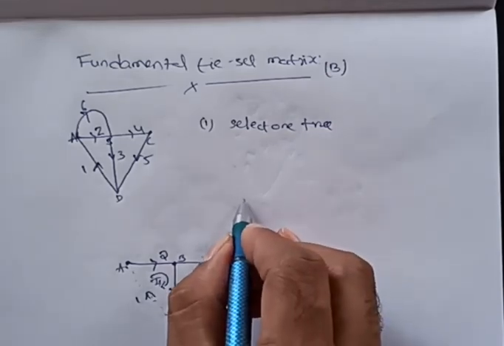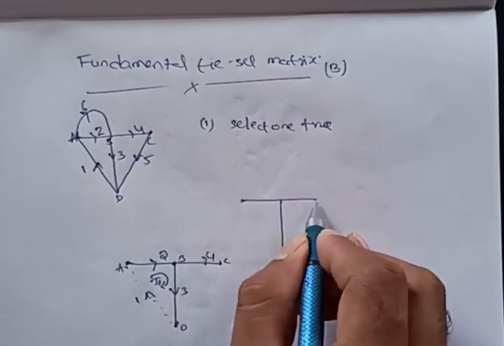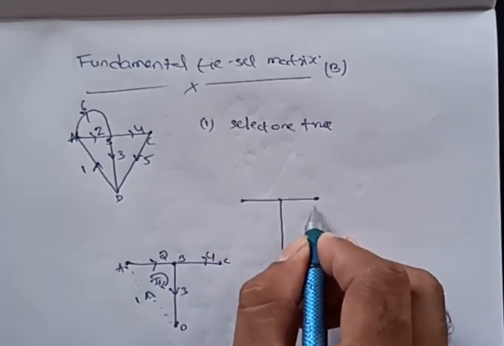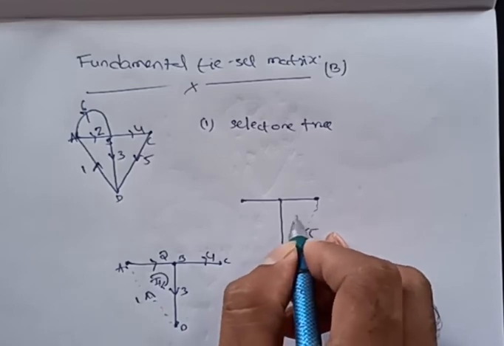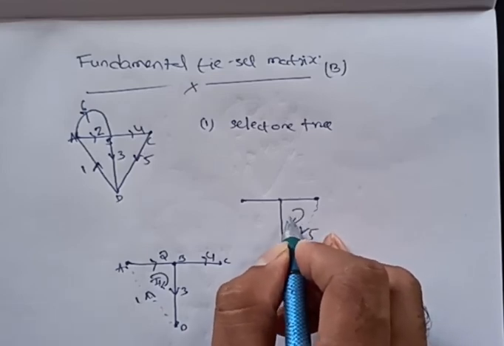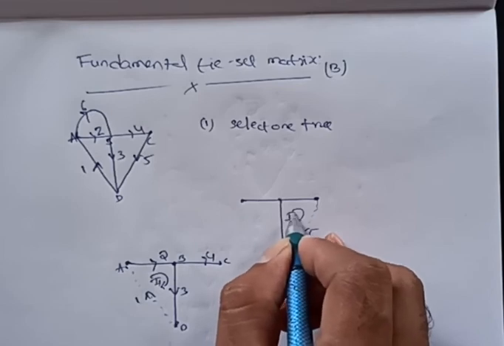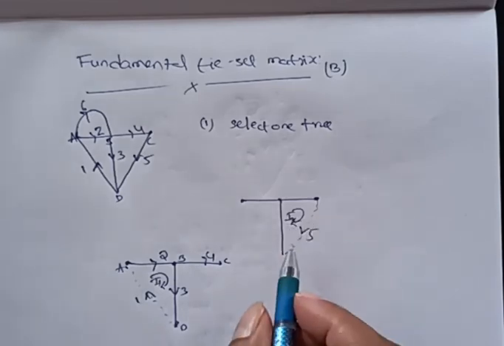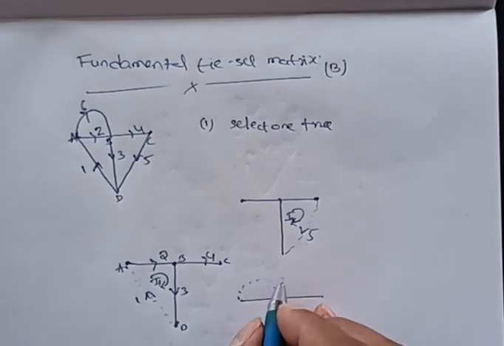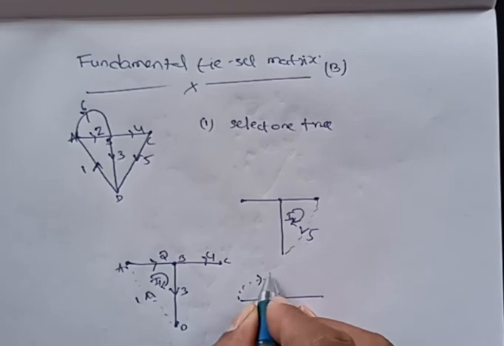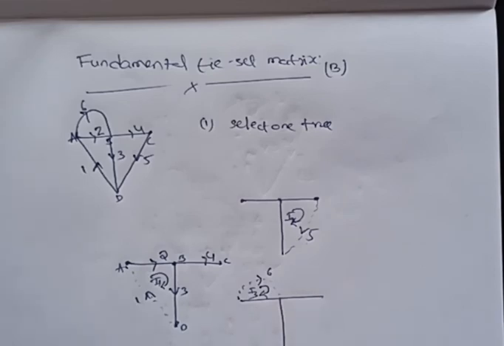Next, for the same selected tree I am adding one more link, link 5, and I am assuming the current direction in loop 2 is I2, with the direction like this. And for the same tree we join another link, 6, and I am assuming the current in this direction is I3.